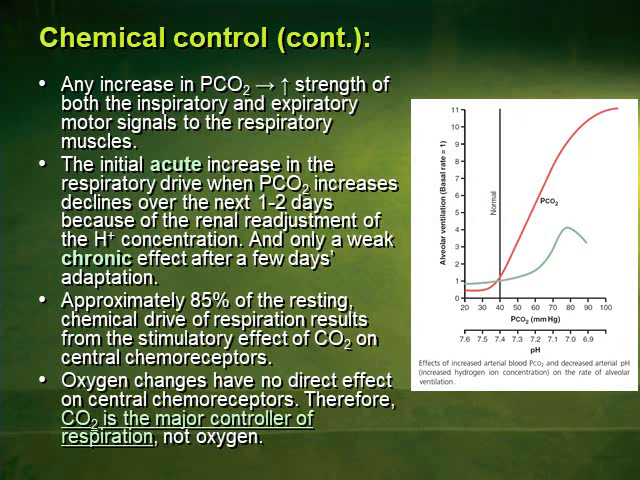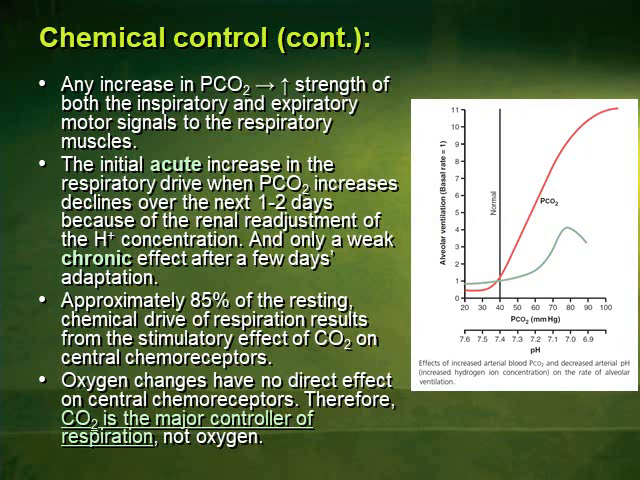So the chemoreceptors have a weak chronic effect on changing the respiratory rate and depth of respiration. Is this entirely because of adaptation? The answer is it is partial, not entirely.